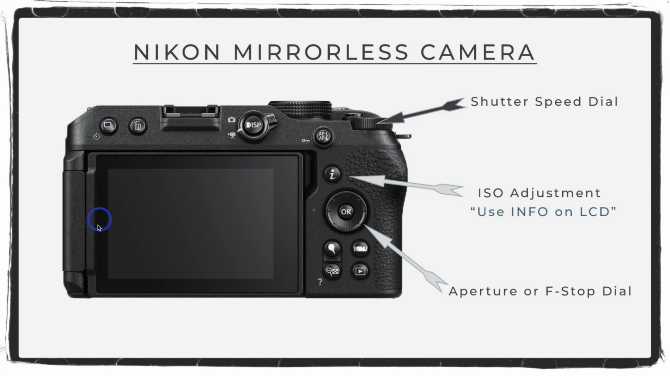You would tap this, and then you'd be able to tap your ISO on your touch screen, and then you can change it from there. And our last thing is our aperture or f-stop. So you would rotate this dial or tap this dial to adjust that aperture.